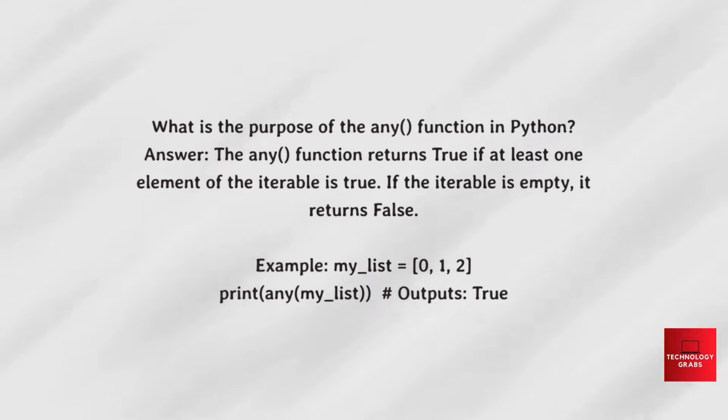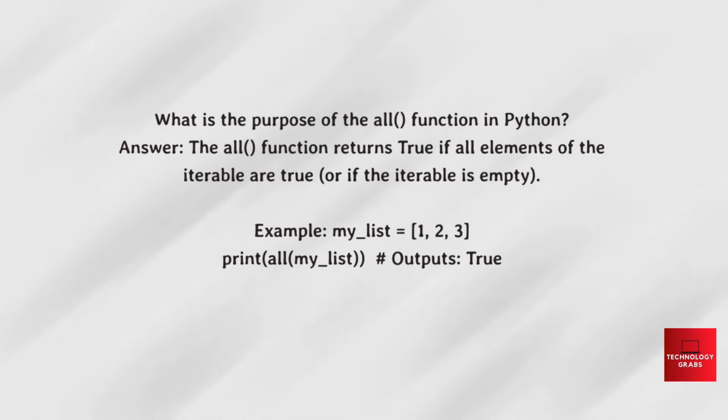What is the purpose of the any function in Python? Answer: the any function returns True if at least one element of the iterable is true. If the iterable is empty, it returns False. Example: my_list = [0, 1, 2]; print(any(my_list)) outputs True.